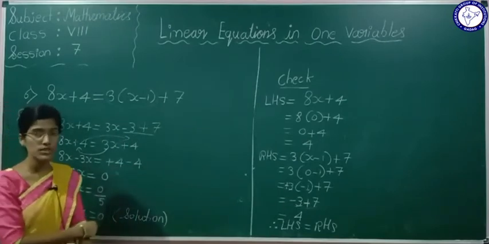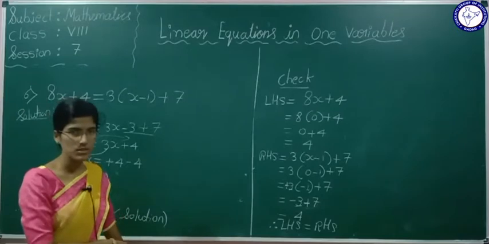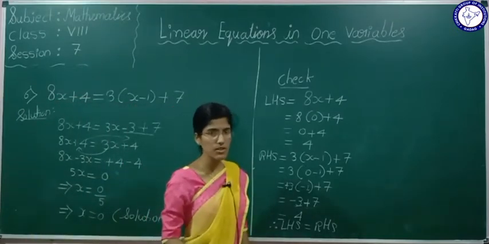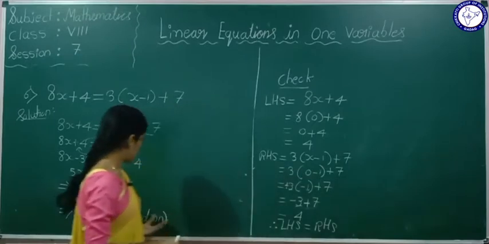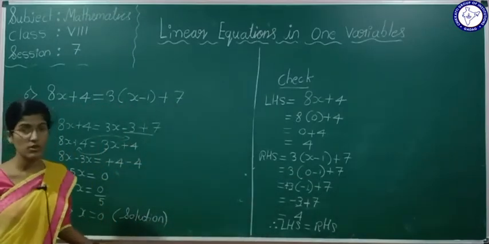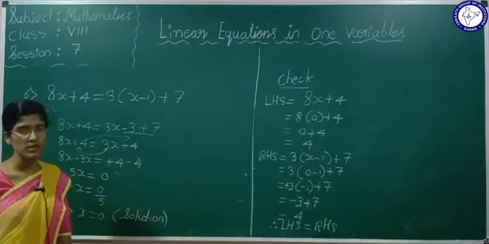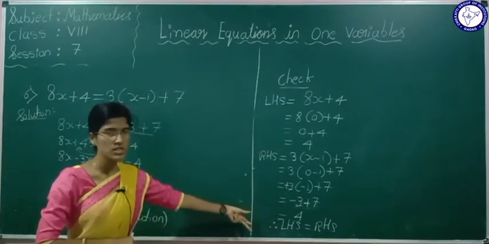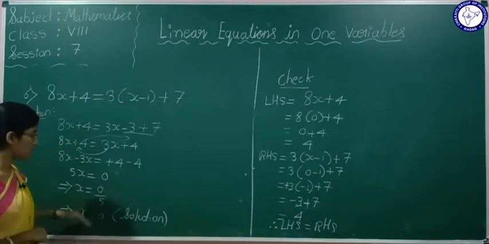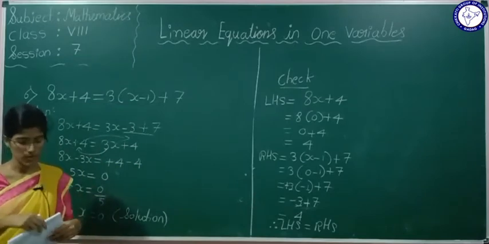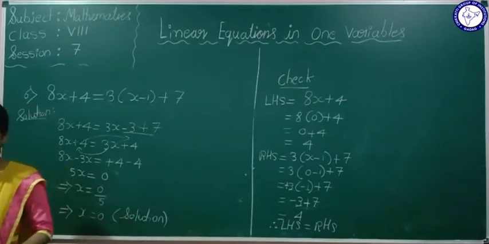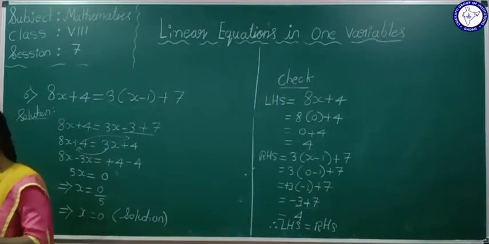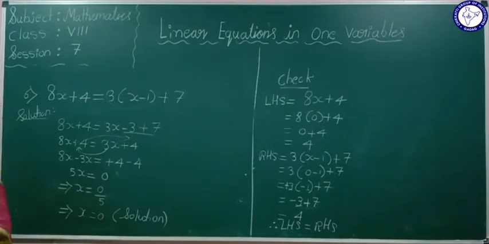If it comes out somewhat wrong, if LHS is not equal to RHS, at that time we can tell that x is equal to 0 is not a solution of the given equation. But here we got LHS is equal to RHS. Therefore, we can tell here x is equal to 0 is the solution of the given equation. Okay, next we see the 7th problem.